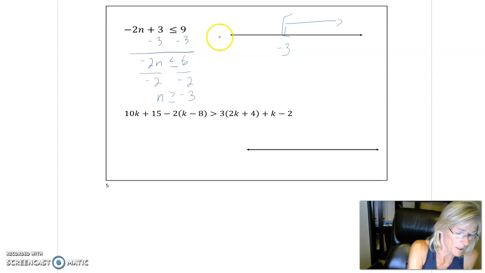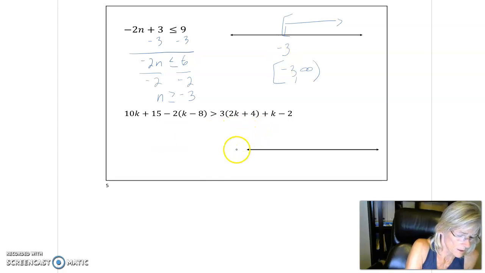Okay, so again, I'm coming from the left. The first value that satisfies this equation is -3, and all the values to positive infinity work. Again, when we use the infinity sign, it's a parenthesis. This one has a square bracket, so we're going to do that.